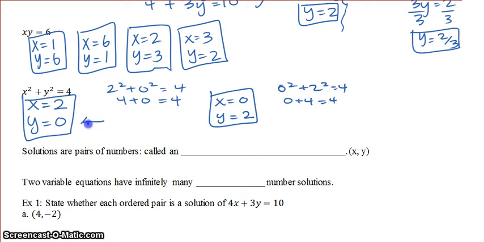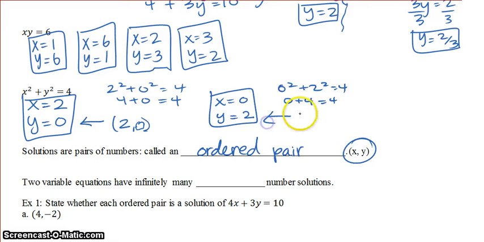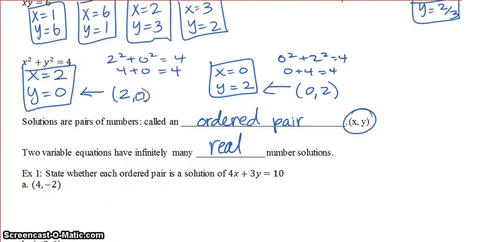So now, another way to write this, instead of x equals, y equals, we can also write it as something called an ordered pair. Solutions are pairs of numbers called an ordered pair, and it's written as x comma y. So for this one, my x is 2, so I put 2 first, and then a comma, 0 for my y, and that would be my ordered pair answer. For this one, again, x goes first, 0, y goes second, 2: (0, 2). Two variable equations have infinitely many real number solutions. They're a line, okay? So infinitely many. That's why right now, it's nice to use some whole numbers, okay?